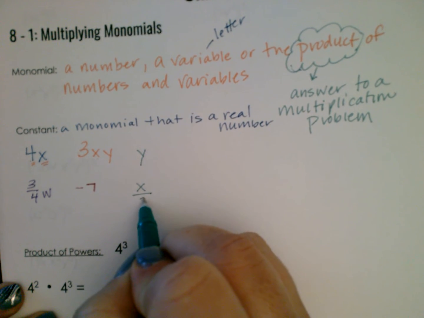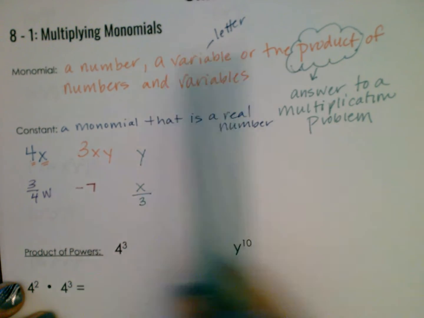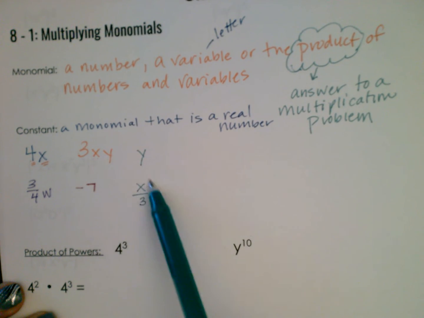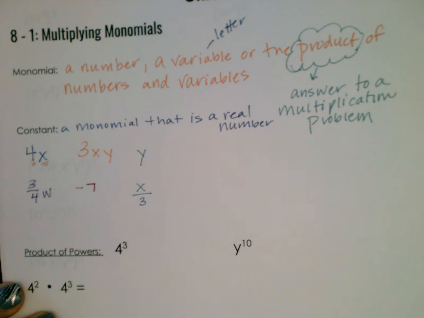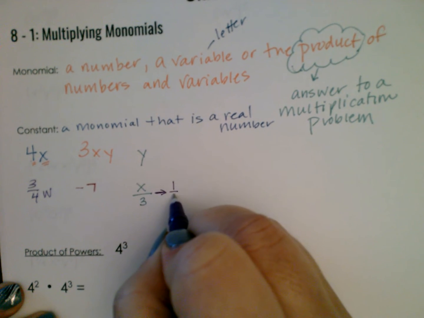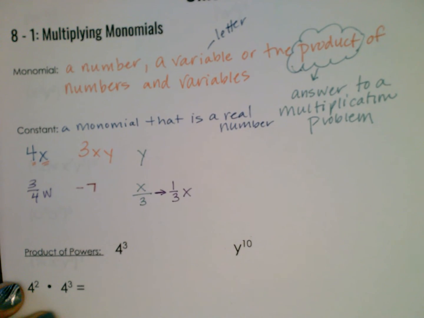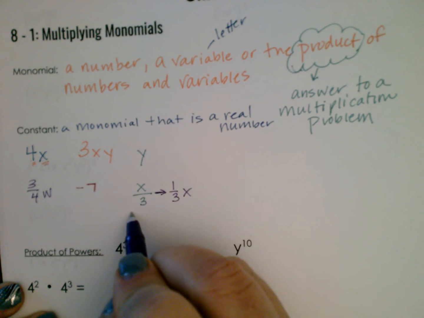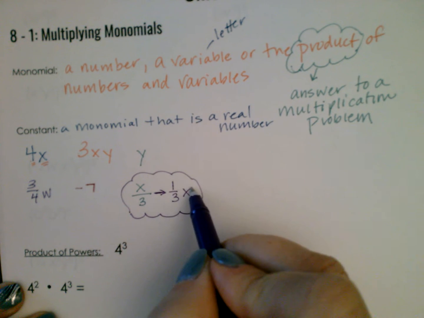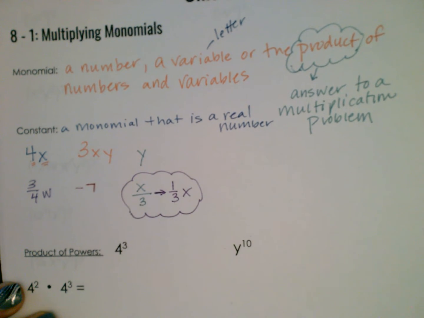I wonder, would you consider that? Does it fit the rules? Is it a number, a variable, or the product of numbers and variables? What about x divided by 3? Would that be considered a monomial? It is. Another way we could write that is 1/3 times x. That would be the same thing. This is definitely a monomial. We would do top times top, bottom times bottom to get x over 3.